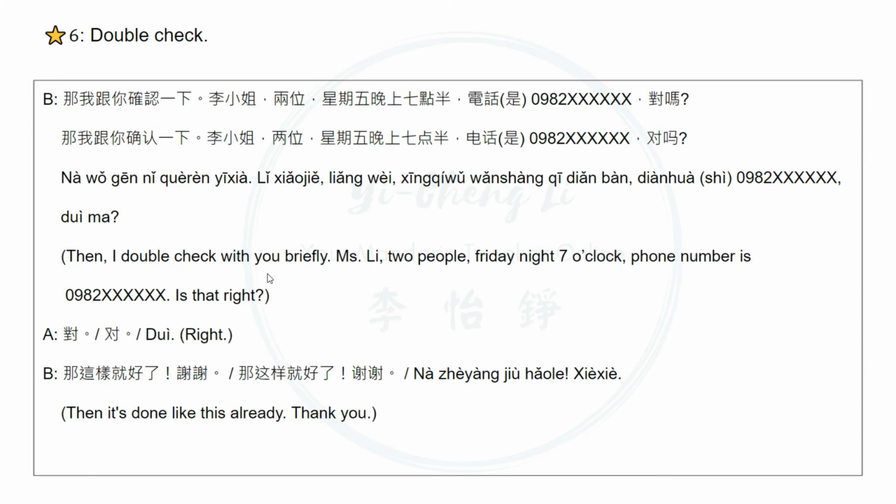Then I double check with you briefly. Miss Lee, 2 people, Friday night 7 o'clock. Phone number is da da da da da. Is that correct? 对, right. 那这样就好了，谢谢。那 is like then. 这样 in this way, in this form. It's all good now. It's all fine now. 这样就好了 means, okay, it's done like this already. It's all fine like this already.